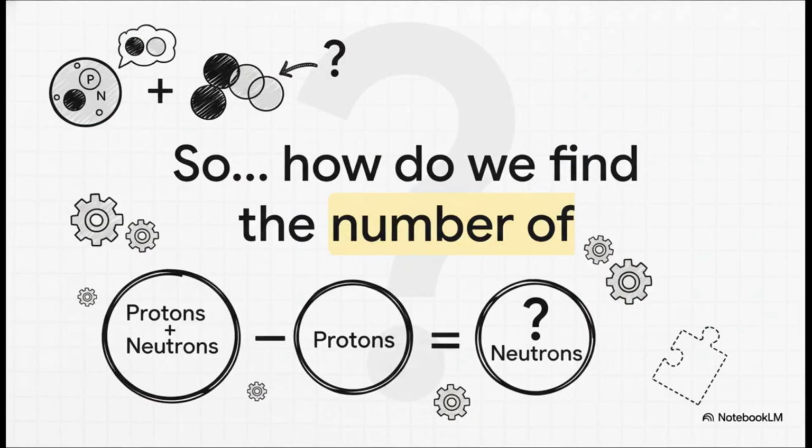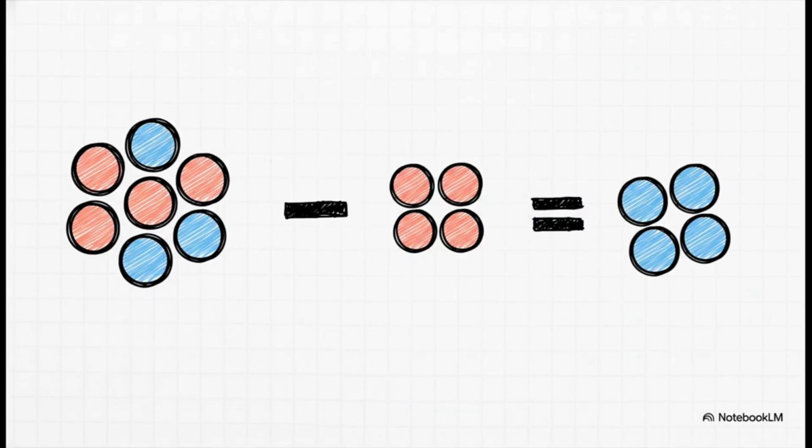So, wait a minute. If the top number is protons plus neutrons, and the bottom number is just the protons, how do we figure out how many neutrons there are? Any ideas? It's actually just a little bit of simple math. It's this simple. You just subtract. You take the big number on top, the mass number, and you subtract the smaller number on the bottom, the atomic number. And whatever is left over, that's your number of neutrons.